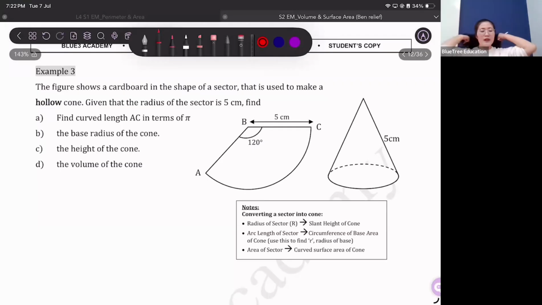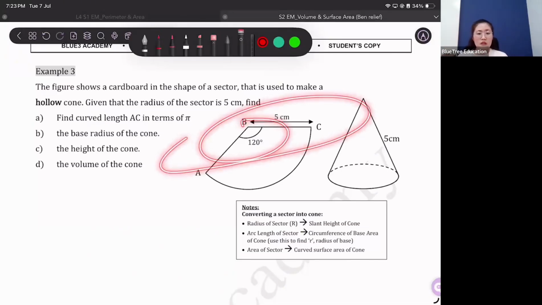Okay, so for part A, they want us to find the curve length of AC, referring to this part. We can find it by finding the fraction of the whole circumference of the circle that we have in our current diagram. How we're going to find that fraction is using the 120.